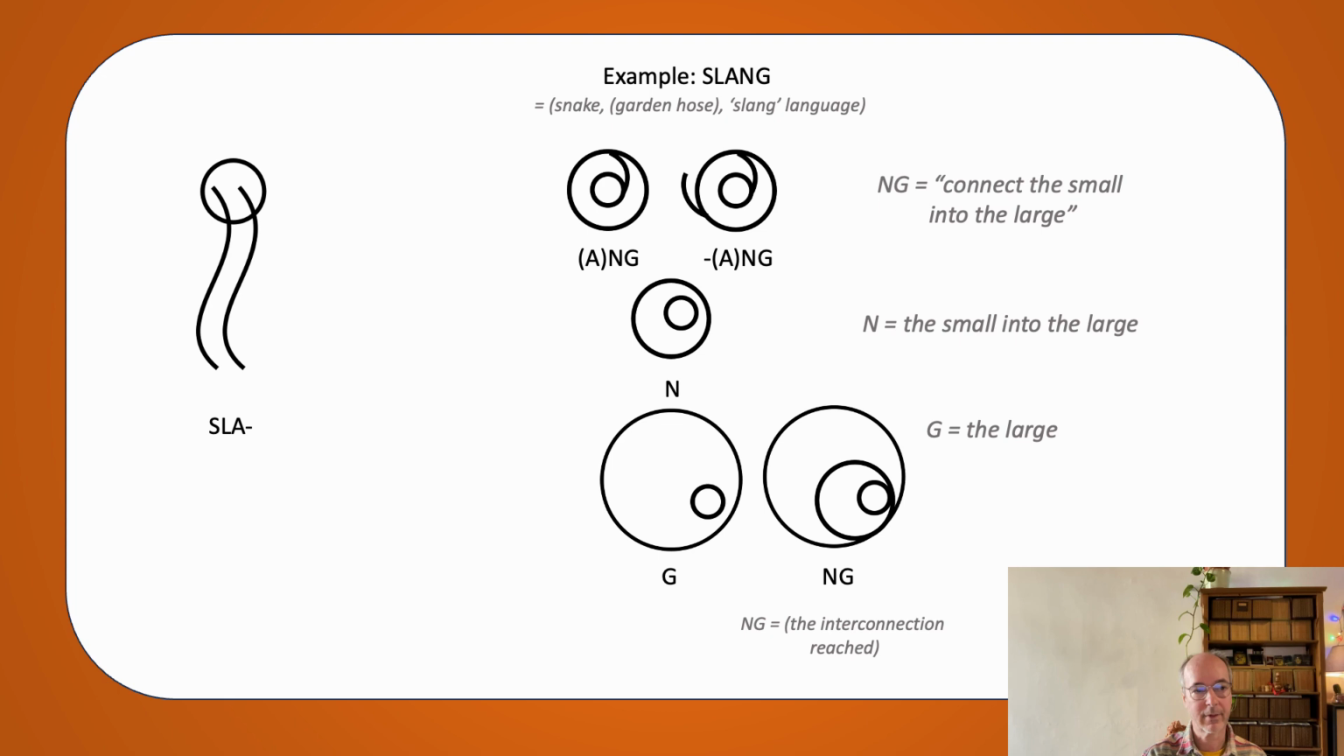So the SLA, we already did with the short A. The ANG, because we have the ng sound here, is that something small hangs together with something larger. So the ng will always connect the small to the large. Just like the n is the small into the large, the ANG is the hanging together of the small into the large. Where the G is the large, in a way, the ng is the hanging together of the small into the large. This interconnection is reached there.